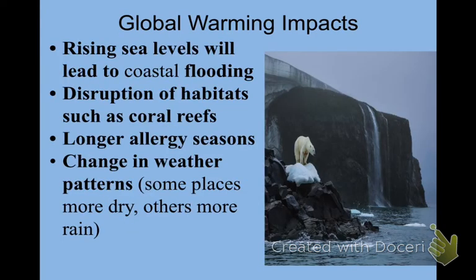A couple of effects that global warming can have is rising sea levels. Global warming means the Earth is becoming warmer, which can cause the ice caps to melt. And if the ice caps melt, that will make the ocean deeper. That's what we get, rising sea levels. It will also disrupt habitats, such as coral reefs. Warming of the ocean can change the temperatures. If you remember back when we talked about different pollutions, aquatic species are very sensitive to temperature. So if you change the temperature even by 1 degree, it can throw off a lot of aquatic species. And that's what we see happening with coral reefs.